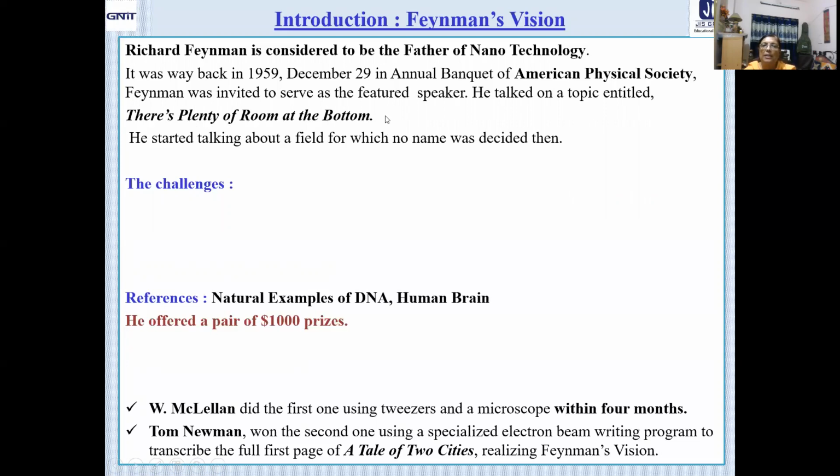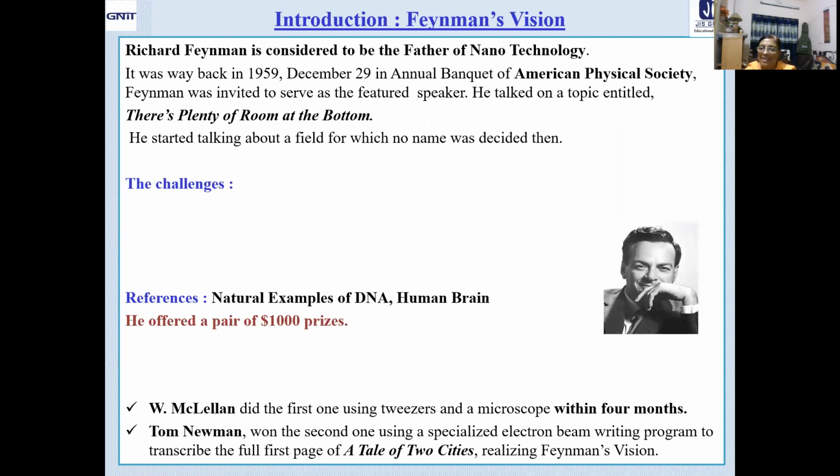So all the physicists were astonished: what is this? There's plenty of room at the bottom, and what will Feynman talk about? Now Feynman started talking about a field for which no name had been decided then. He started talking about the possibilities of small sizes. How small? The size of atoms.